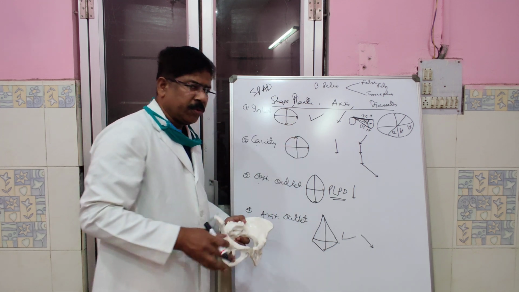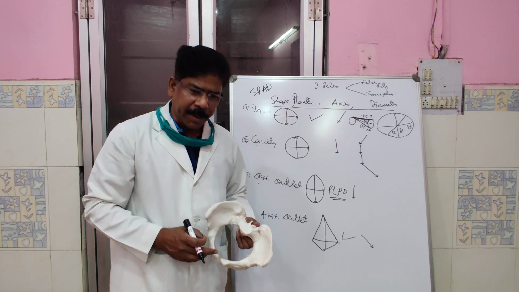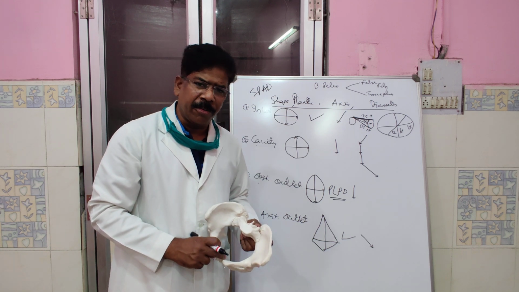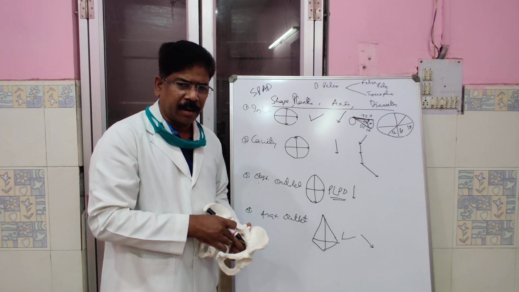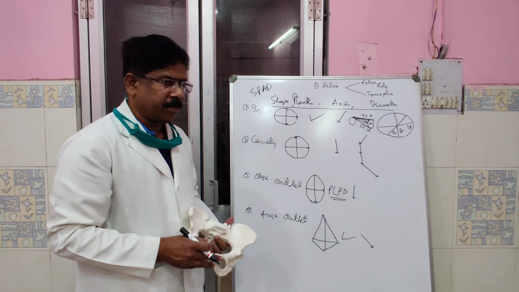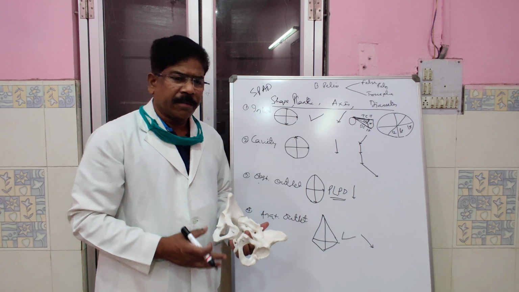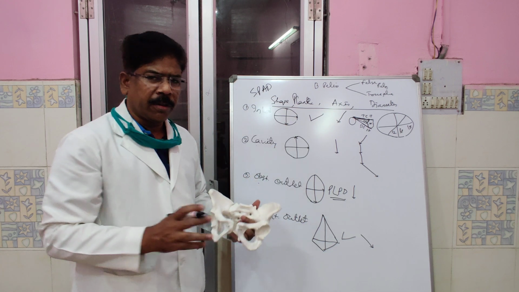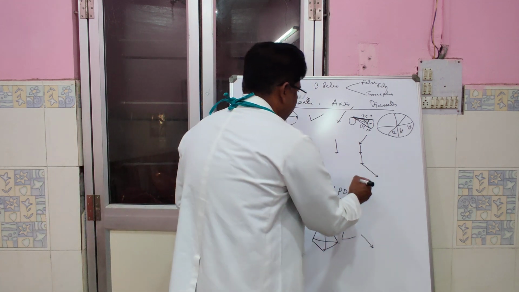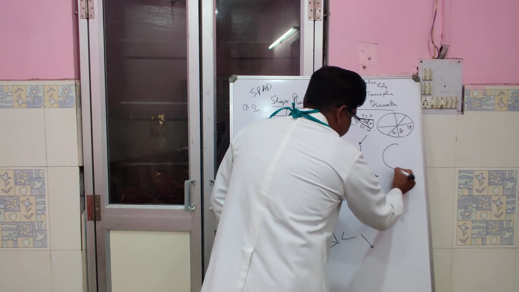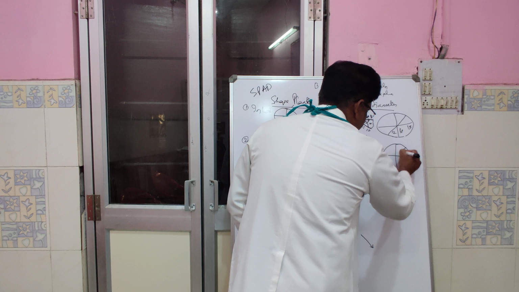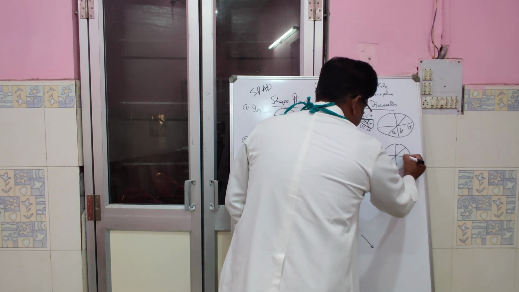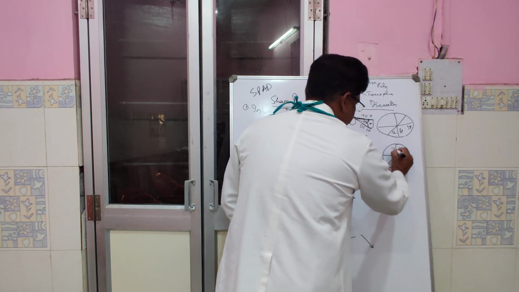Coming to the cavity. The plane of the cavity is from the midpoint behind the symphysis pubis to the junction of the second and third sacral vertebrae. That is the plane where you will get all the diameters. Here all the diameters are the same because it is circular in shape, so all the diameters are 12. Both the anteroposterior diameter, the transverse diameter and the oblique diameters are 12 centimeters.